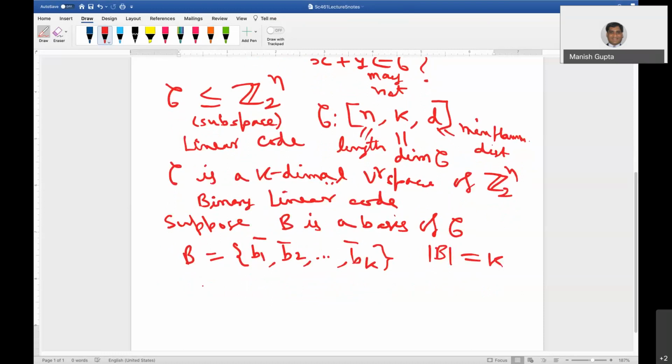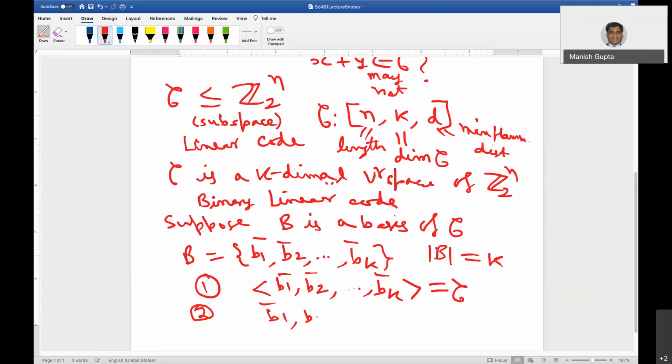What are those two conditions? First, the span of b1, b2, ..., bk is C. Okay, and second, b1, b2, ..., bk are linearly independent. These vectors are linearly independent and they span the whole space, so it becomes a basis.